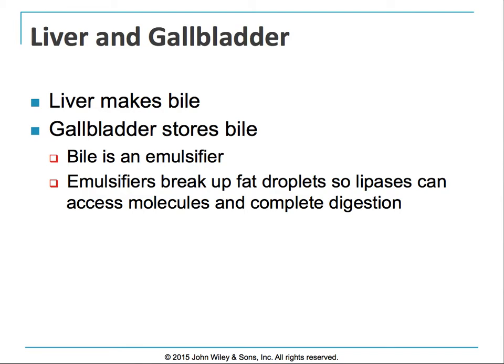The liver and the gallbladder, we mentioned these as assisting organs. The liver is responsible for making bile, and then the gallbladder stores that bile. So what's bile? Bile is what's known as an emulsifier. Emulsifiers break up fat droplets so lipases can easily access molecules and complete digestion. Without bile to emulsify fat, it can be difficult for the lipases to break down the molecules, thus making it difficult for your body to absorb the fat-soluble nutrients.